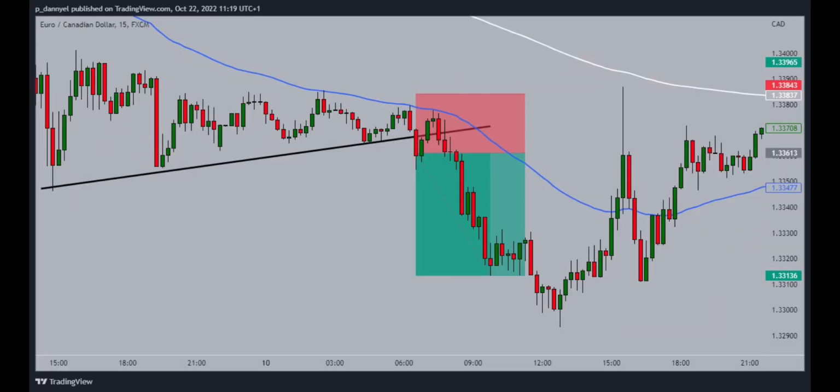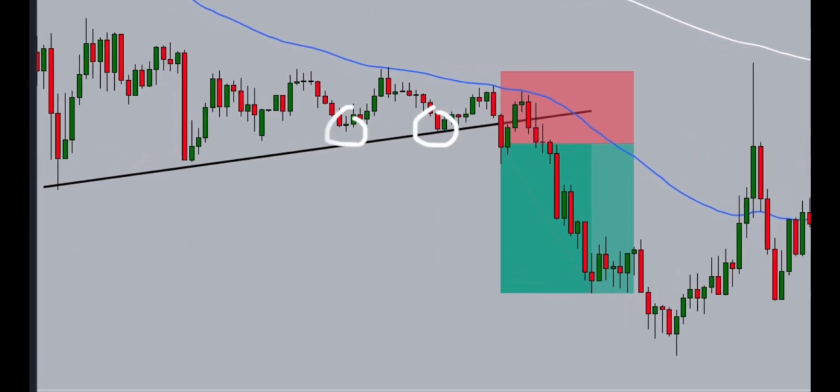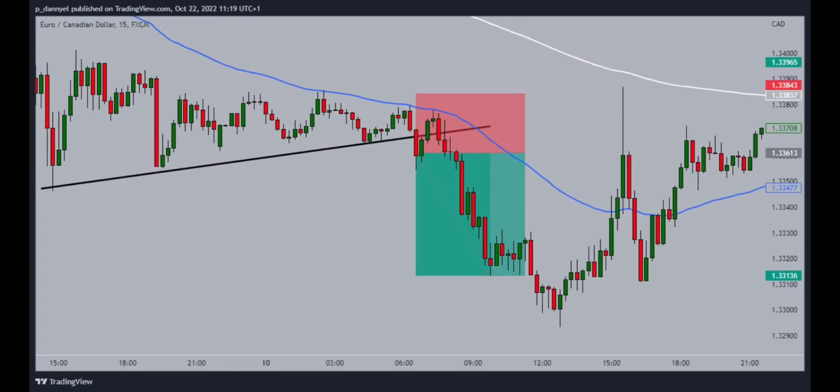Let's take a look at another example. Here we have the 50 below the 200. So we're only looking for sell trades. Price forms higher lows but no higher highs. We don't need the higher highs, only the higher lows. Now we draw a trend line through the lows. Touching each low. Price breaks out. And we take the trade at the close of the breakout candle. Set stop loss at the previous high. And price goes to the take profit.